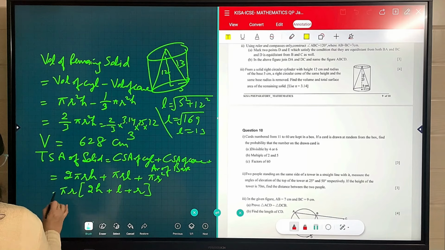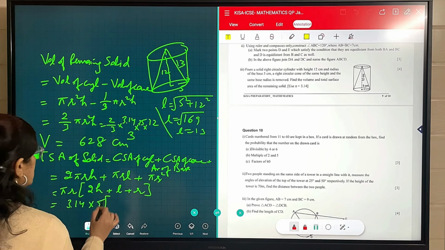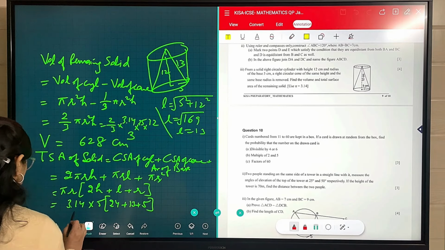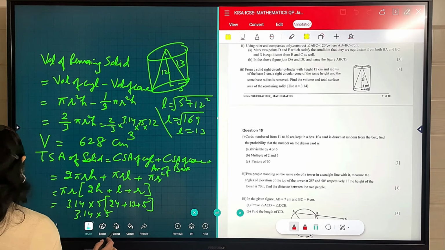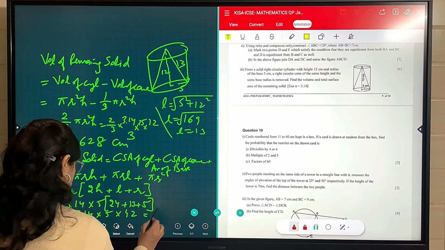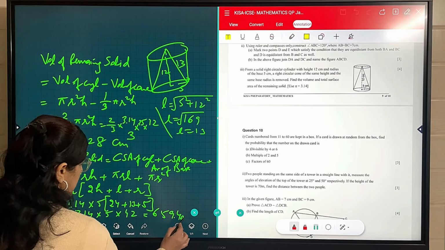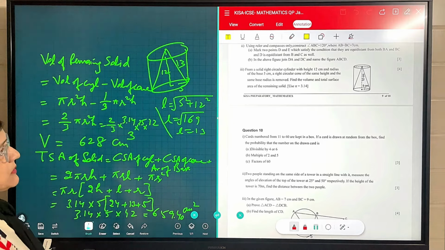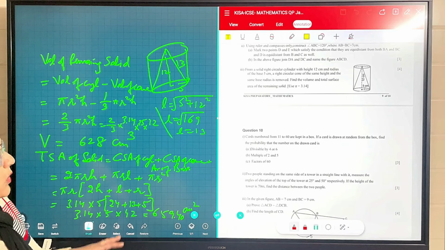Now for simplification we have to write the values. 3.14, radius is 5, 2h is 12 into 2, 24, L is 13, radius is 5. So 3.14 into 5, and after adding all these you will get the value as 42. So your answer will be 659.44 centimeter square, and you have to mention centimeter square here because it is the total surface area. For surface area you mention square, and for volume you have to mention cube.